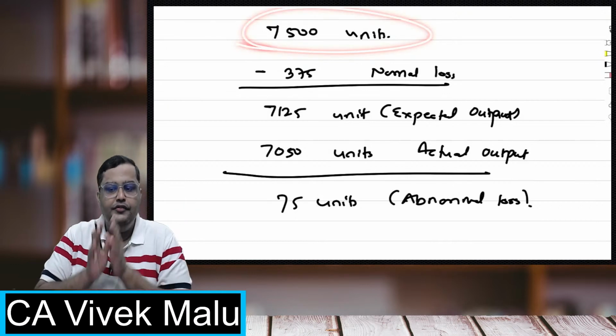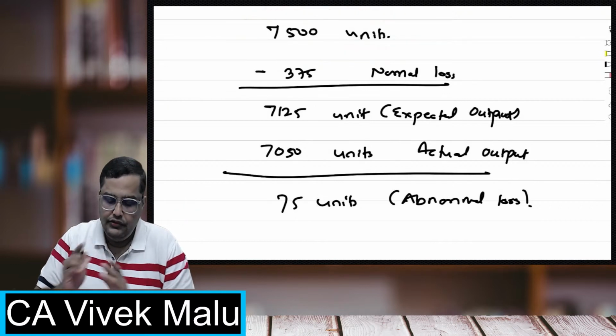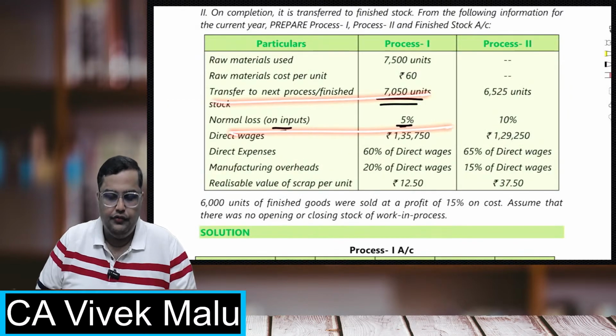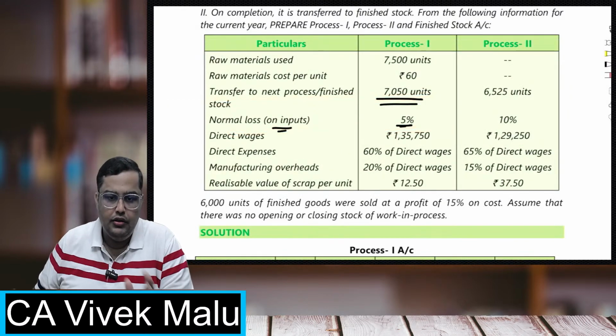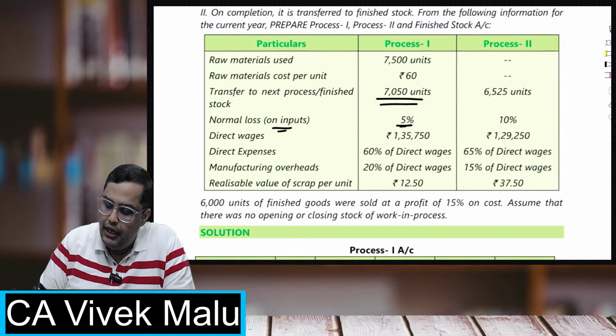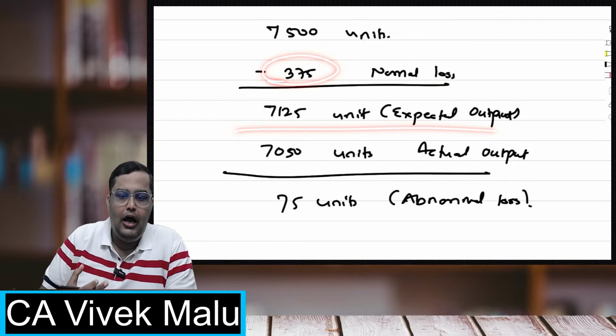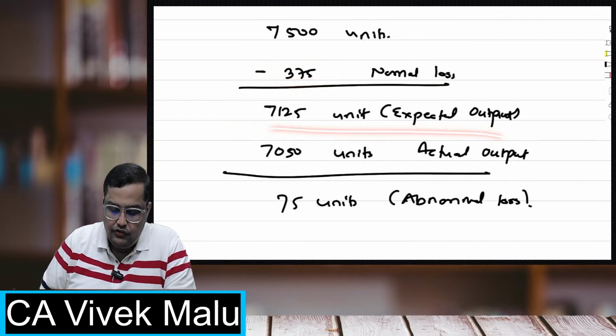7,500 units were introduced in the process. 5% was the expected loss. 5% was the normal loss which was going to happen. So 375 was the expected loss. So I was expecting an output of 7125 units.